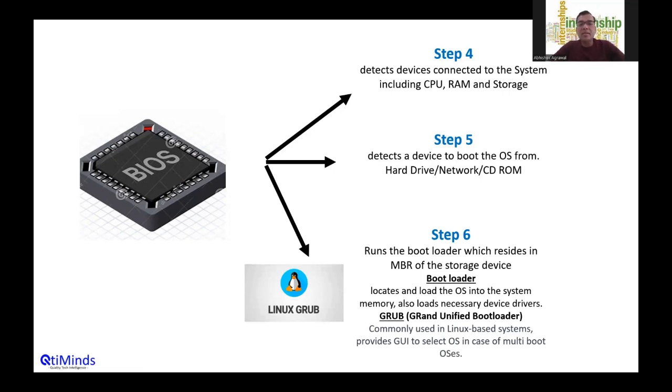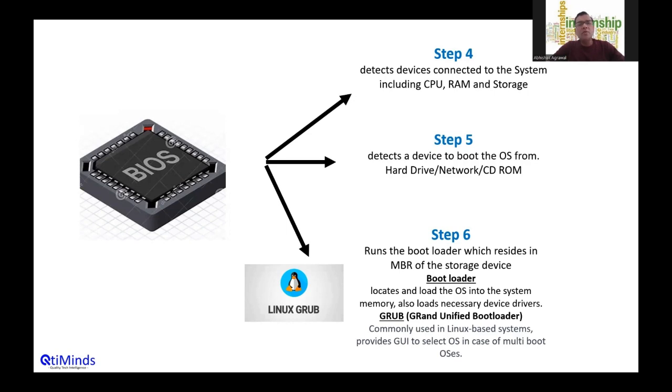So the bootloader is an assistant to BIOS, and as soon as BIOS knows that my OS is available at a particular location, it immediately calls the bootloader and tells him, boss, go ahead and load the OS. So what is the role of the bootloader? It's very clear. The bootloader goes ahead and loads the OS from that particular location, either from the hard drive, network or CD-ROM, into the system, right?